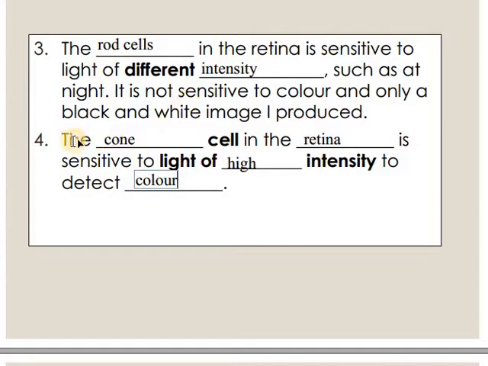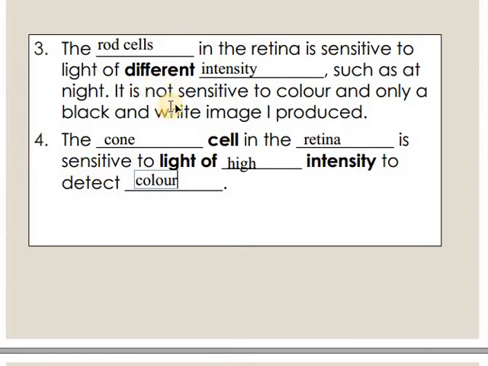Okay, and then next is the cone cell. Cone cell in the retina is sensitive to light of high intensity to detect color. So that means that during the bright time, we can see color because of the cone cell. But at night when the light is very dim, the rod cell is the one that is functioning. So the rod cell enables us to see under very low light conditions.